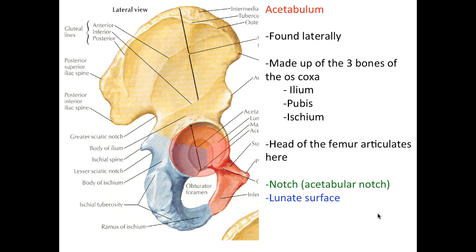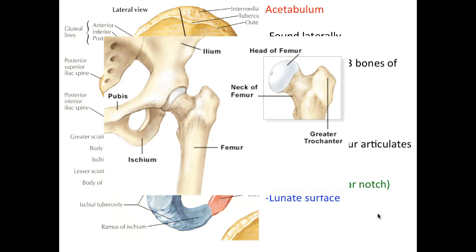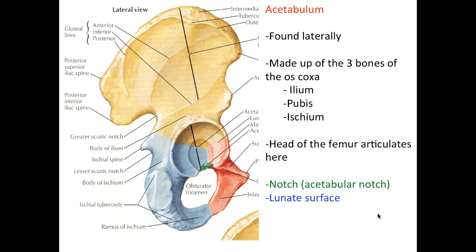Now there are two different parts to the acetabulum. Okay, there's our view of the head of the femur articulating with the acetabulum. So there are two parts here. This opening portion here is known as the notch, or the acetabular notch. And then the moon-like surface is going to be known as the lunate surface.